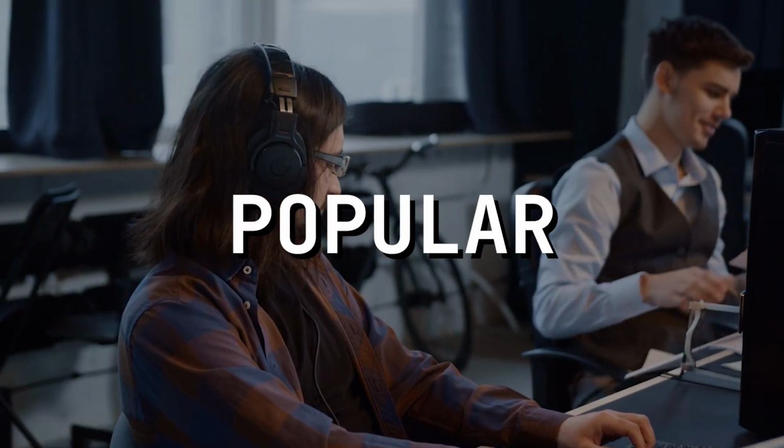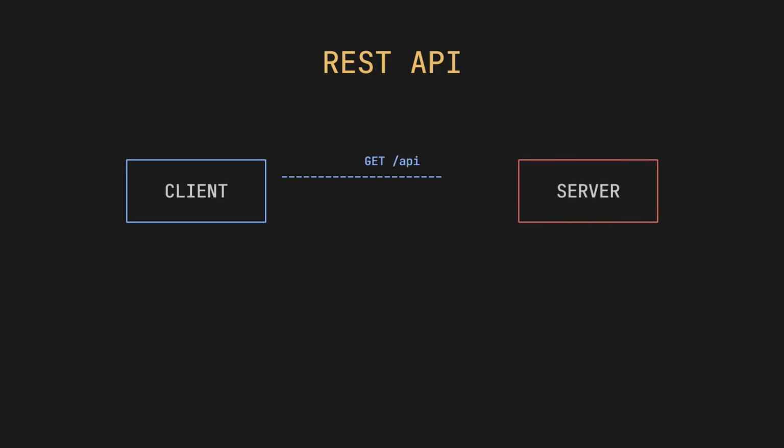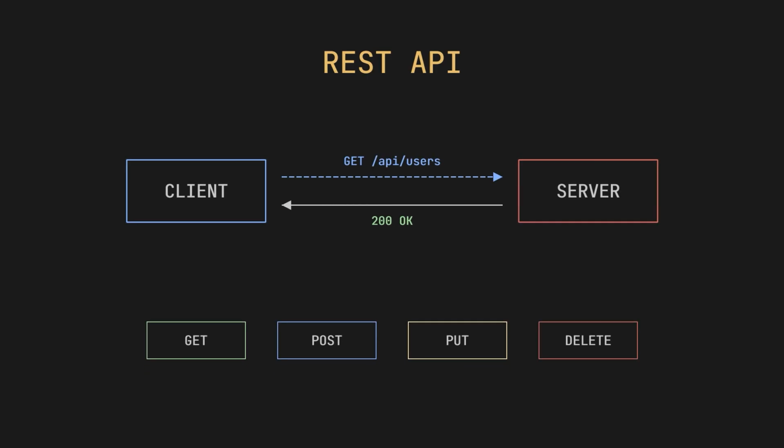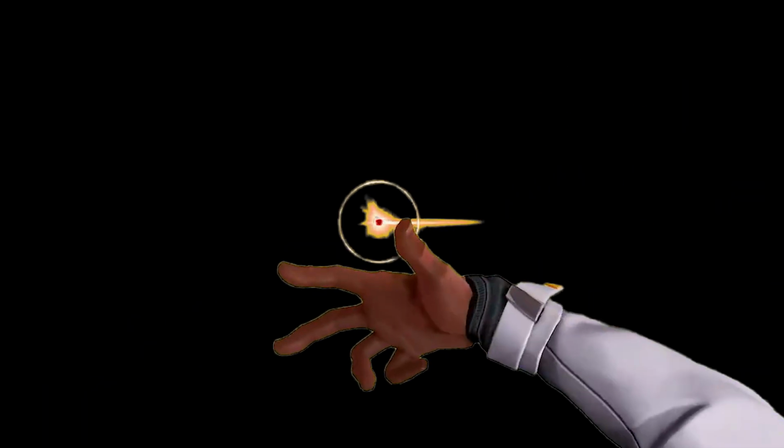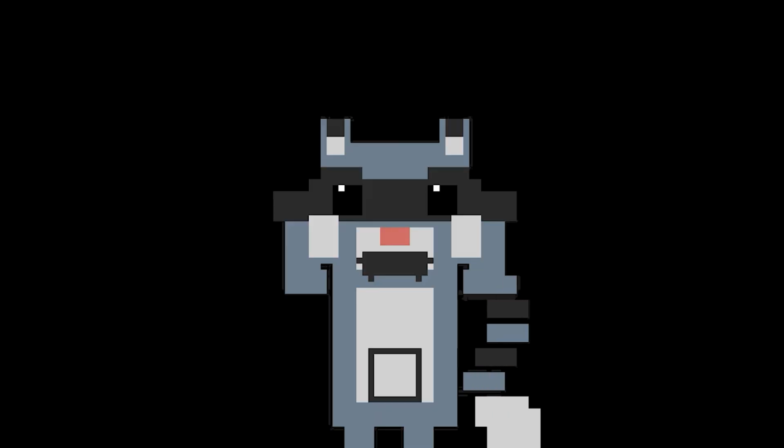REST APIs are stateless too, which means every request carries all the info the server needs. The server does not remember you from last time. Here is a quick real example. You want to get a list of users. You send a GET request to /api/users. The server sends back JSON, done. Super predictable, super readable. That is why REST is still the default choice for most web projects today.